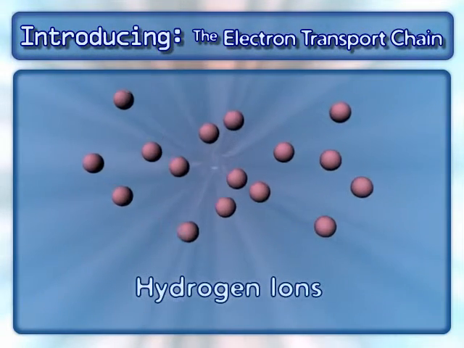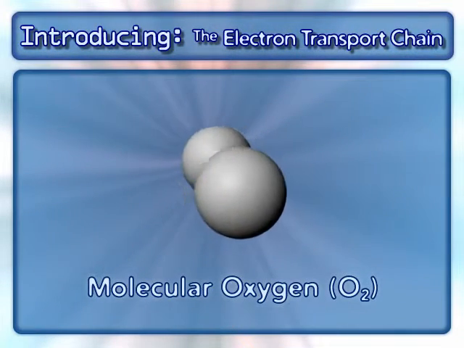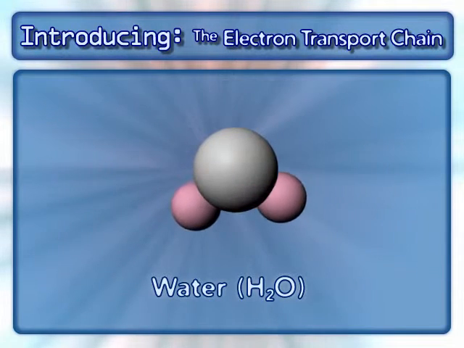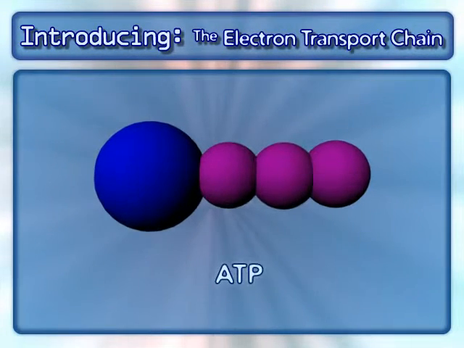hydrogen ions, molecular oxygen, water, and ADP and Pi, which combine to form ATP.